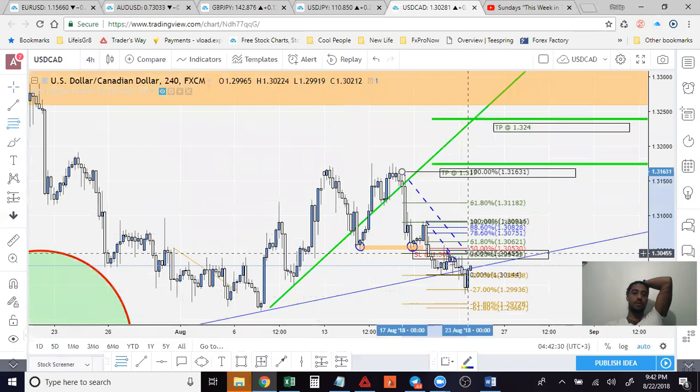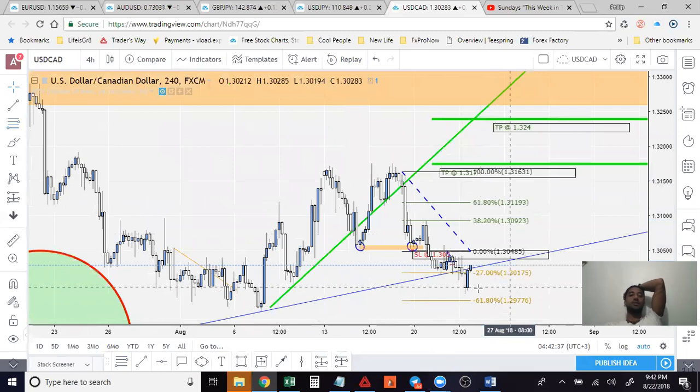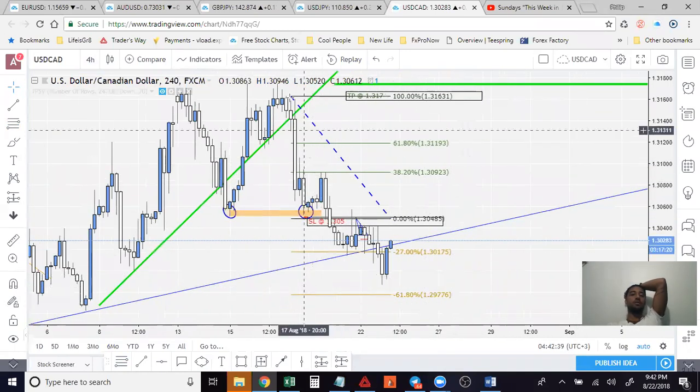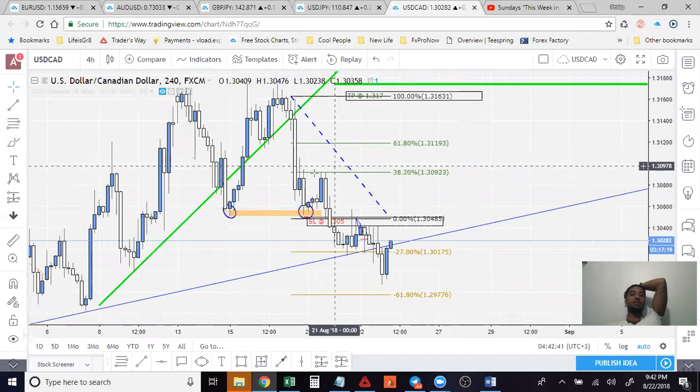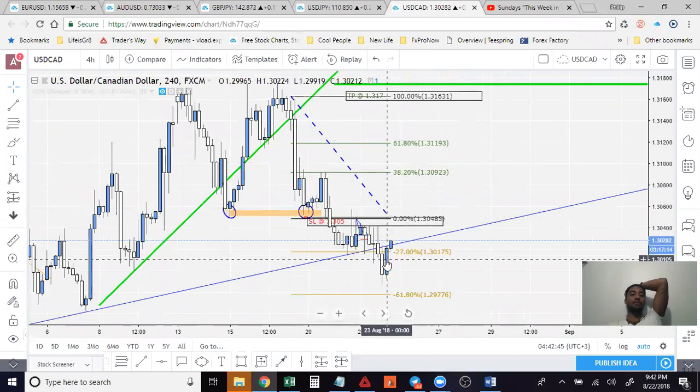Interesting. 38.2. So this was actually an easy trade. Point A, point B, point C, 38.2, negative 27%. That was actually an easy trade. But my bias was to the upside. So, oh well. That's what I got for now.